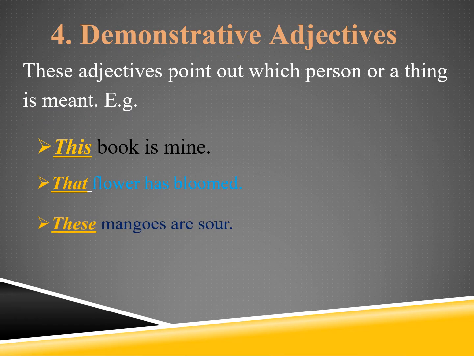These mangoes are sour. So the word these is a demonstrative adjective in this sentence. Those students must do their work well. The word those is a demonstrative adjective in this sentence. So the words this, that, these, those, when they are used before a noun, they are demonstrative adjectives.